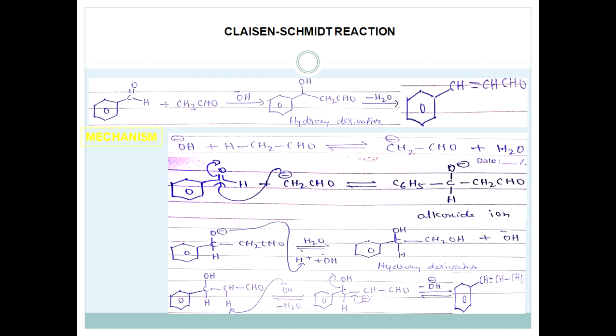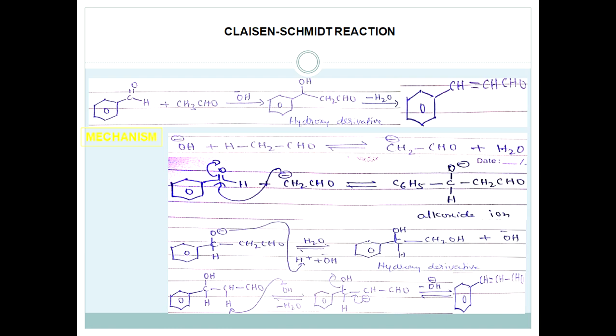This is about the Claisen-Schmidt condensation reaction. Now the mechanism for the Claisen-Schmidt reaction is similar to the aldol condensation reaction. So in the first step, the enolate ion or carbanion is generated from aliphatic aldehydes or ketones by the removal of an alpha hydrogen in the presence of a strong base. As I said, it may be hydroxide or alkoxide.